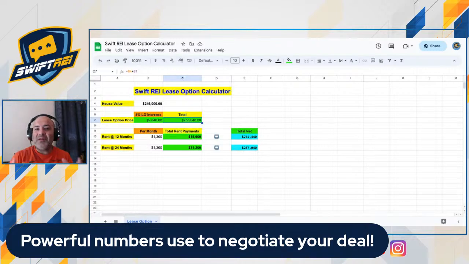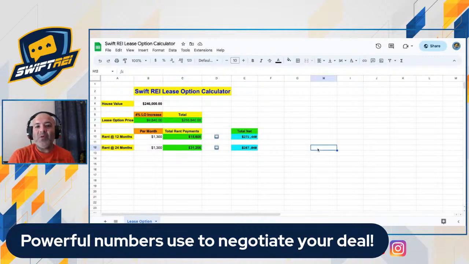This is really powerful stuff, because what happens if they can wait and you get them on a 24-month, 2-year lease option deal? Look how much money they're going to make in 2 years on the rent payment of 1,300. It's $31,000 in 2 years. And what does that net to?